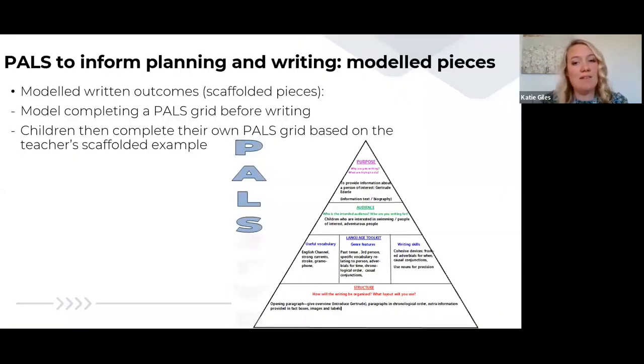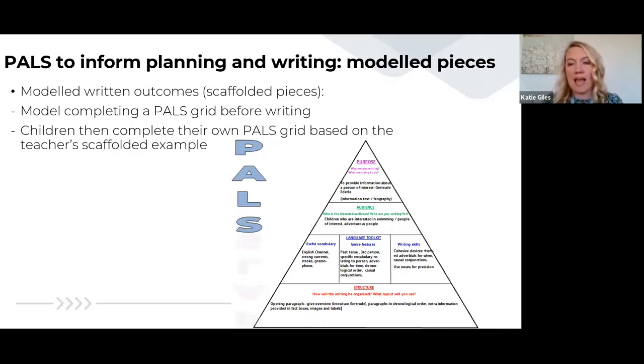So now I've shown you how to use a PALS grid to analyse text. We're now going to look at how you can use a PALS grid to inform the planning and writing of text. So you can use a PALS grid before the children do a modelled piece of writing or a scaffolded piece, okay? So what I would do as the teacher is model completing a PALS grid before I model to the children how to write that text type.